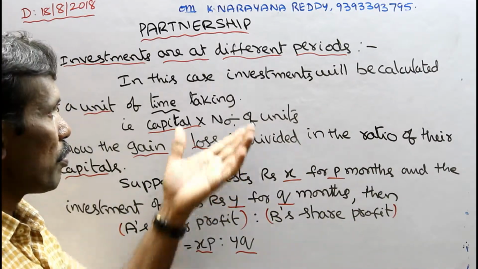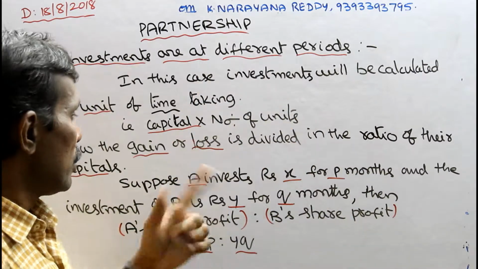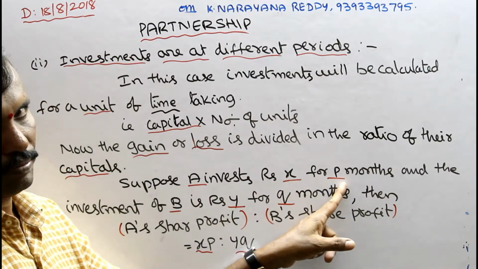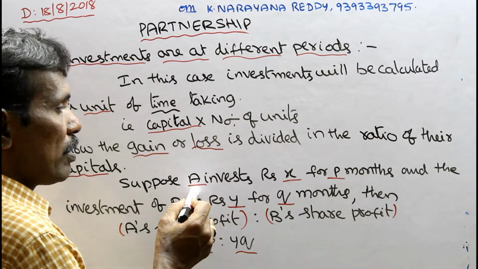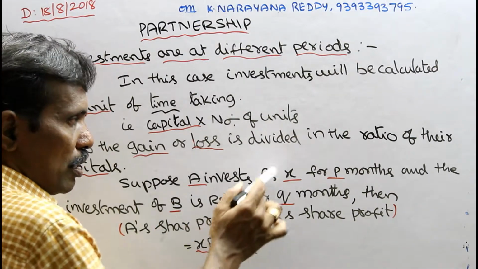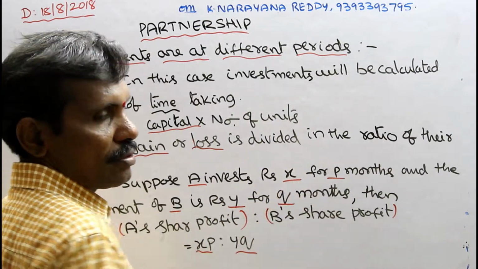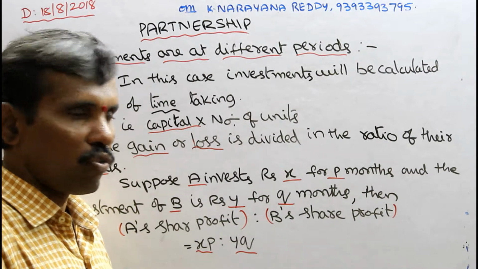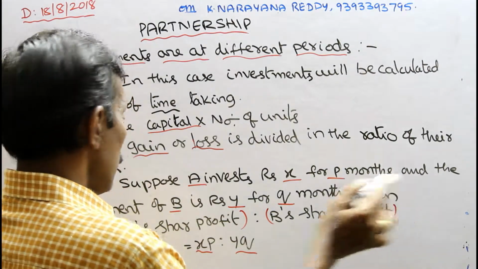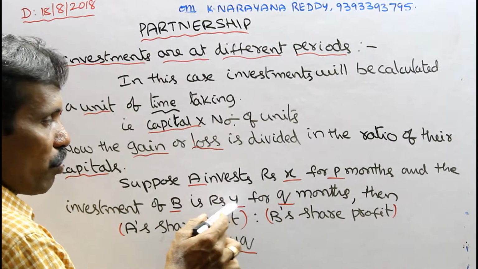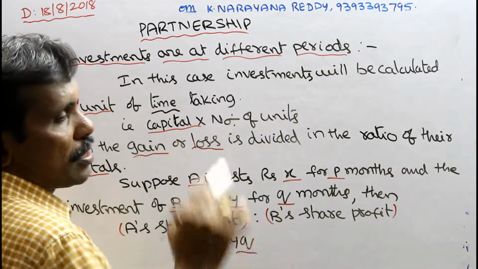Okay, that is about different time periods. In the same manner, suppose A invests X rupees for P months. A can invest some X rupees, some 1 lakh, 10 lakh or 1 crore, 10 crore, whatever it is. This is X for P months, some time period, 10 months, 5 months or 6 months or 1 year. Okay, no problem. And the investment of B is, say, Y rupees for Q months.